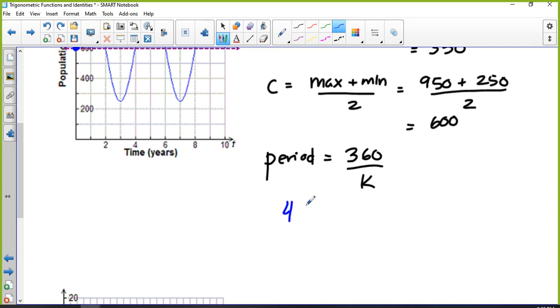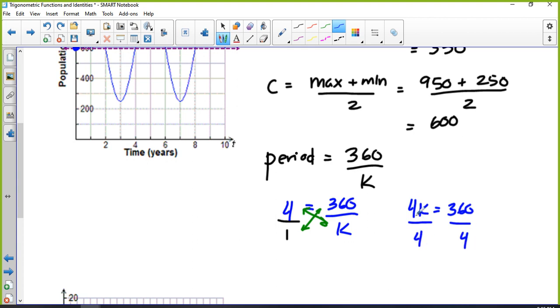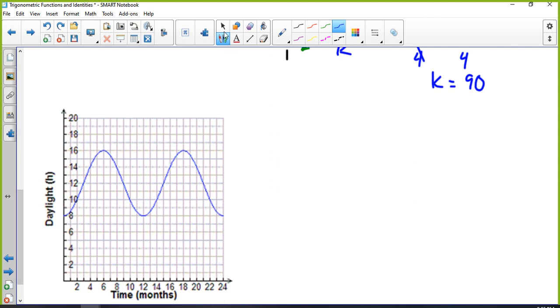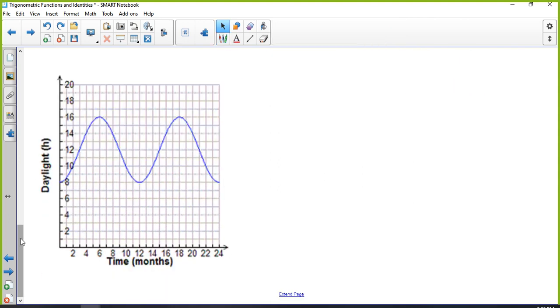So we substitute 4 in for the period. We have 4 equals 360 over k. We cross multiply: 4 times k, that's 4k, equals 360. Divide both sides by 4, so k equals 360 divided by 4, which is 90. So our k parameter is 90. We have 3 out of the 4 parameters to work with.